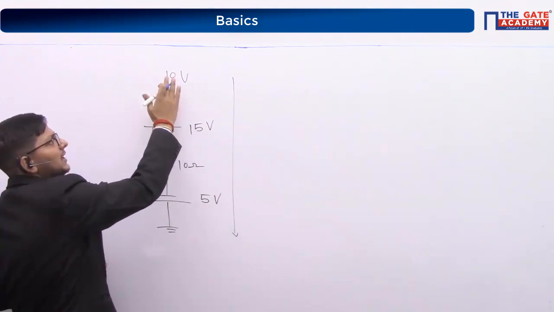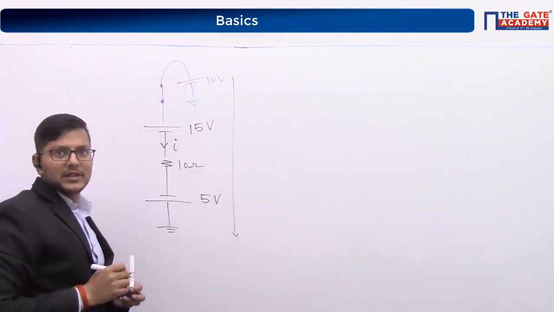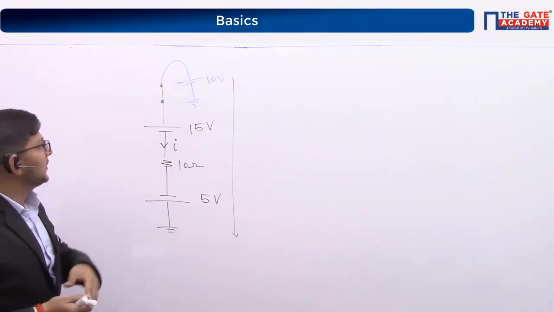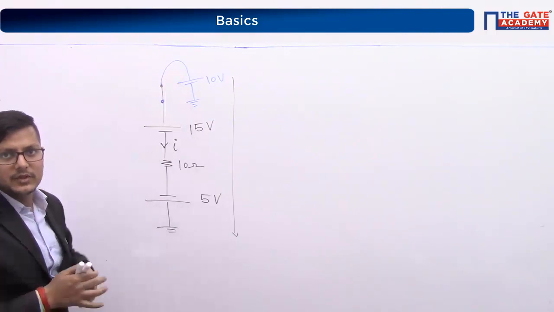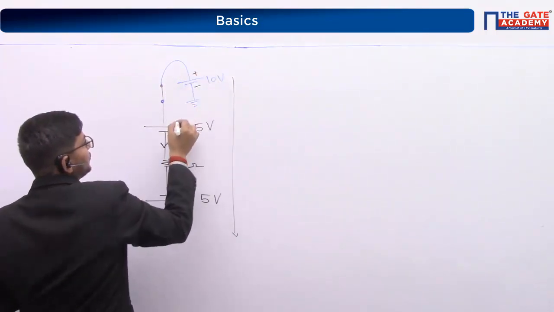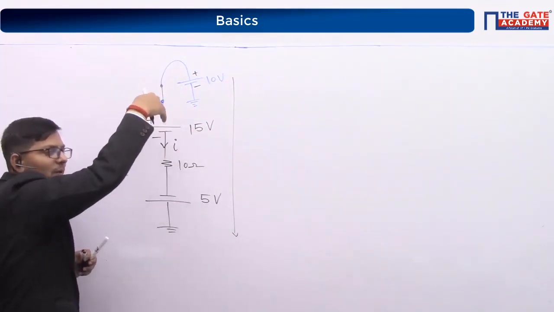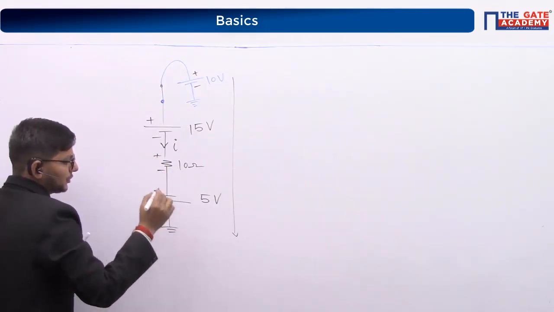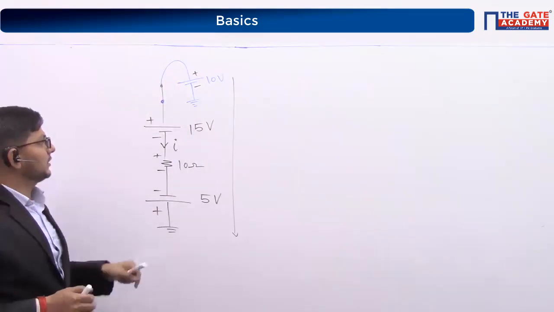Exactly. Can I replace the battery like this? Understood? I replace the battery like that. Clear? Now I am going to apply the KVL. This is negative, this is positive, and the current is moving from up to down. Then this will be positive, this will be negative, again negative, positive, right? This is the convention. Now I am going to apply the KVL from here to here.